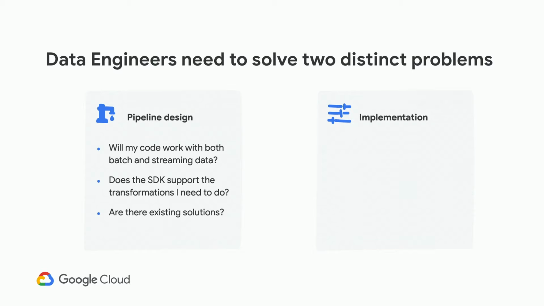So you will have the batch as a backup, or you just have two pipelines, which is one batch and one streaming. And second, does the SDK support the transformation I need to do? Yes. So this is also one of the good questions because different kind of platform, different kind of framework support different kind of way for you to define your transformations.